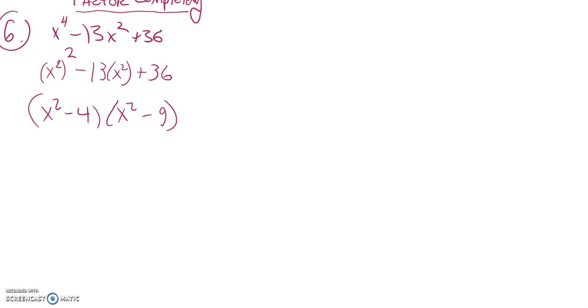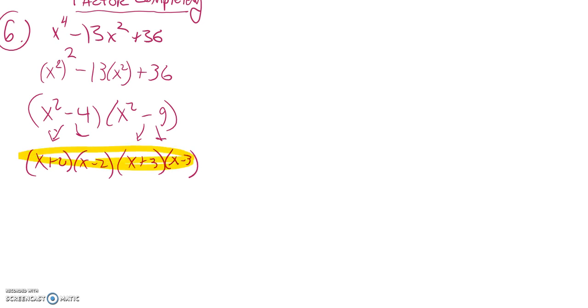So what I did was I just factored that into this, and now I can factor the pieces. This is a difference of squares: x plus 2 times x minus 2. This is a difference of squares as well: x plus 3 times x minus 3. And there it is, fully factored. So that would be my answer. And if that works for you, do it that way.